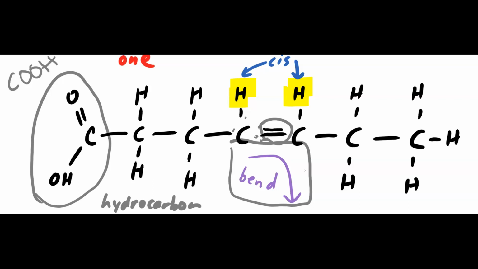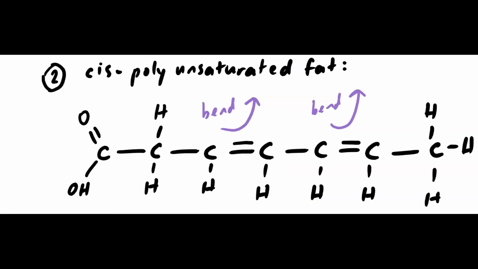It's very similar with blood flow in the coronary arteries. Our second type of unsaturated fat, also in what we call the cis conformation, is going to be a cis polyunsaturated fat. Let's quickly review here. Cis means same side. Poly means that there are going to be multiple double bonds, and that it's an unsaturated fat.